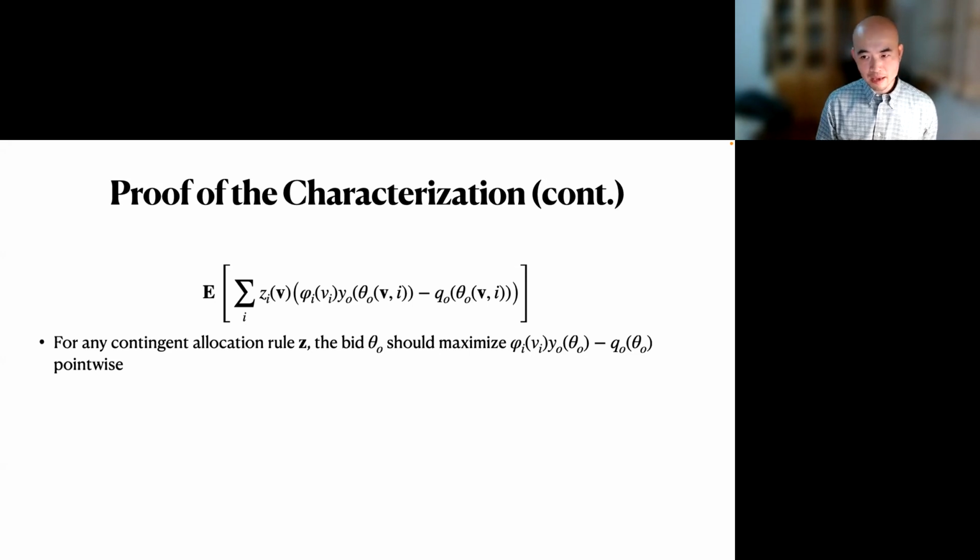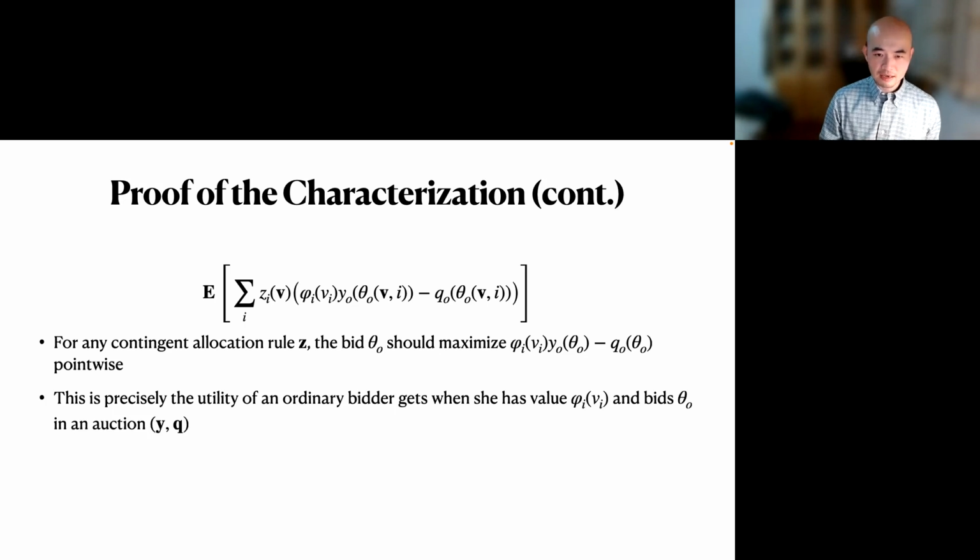And what is this phi times y minus q? Well, this is precisely the utility of an ordinary bidder with value phi_i of v_i, if he bids theta_o in the auction (y, q), because y_o of theta_o is his allocation and q_o of theta_o is his payment. So phi_i times y_o minus q_o is exactly the utility for bidding theta_o of a bidder with value phi_i. This already shows that no matter what the mechanism is, no matter what the z and p are, the DSP should bid in the center as if it were an ordinary bidder with value phi_i.